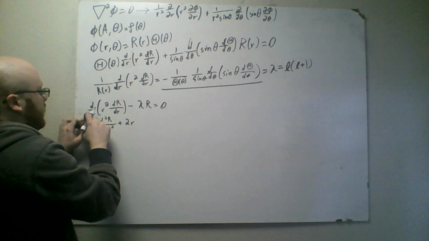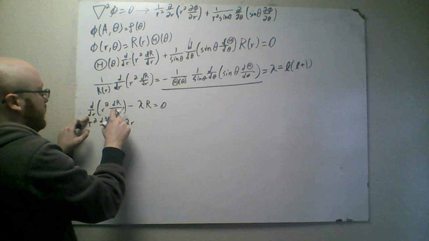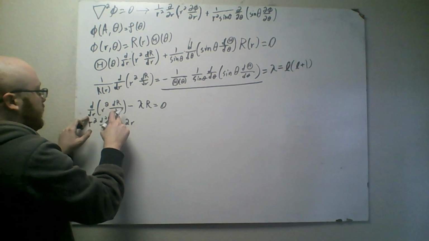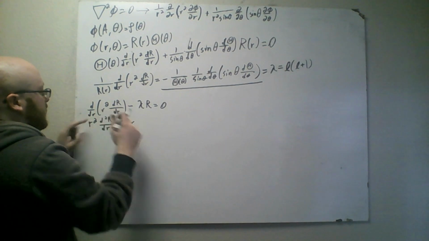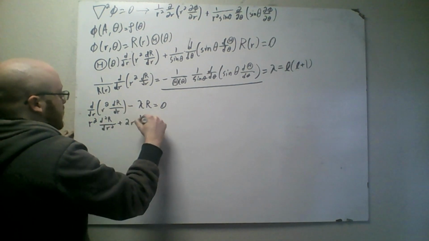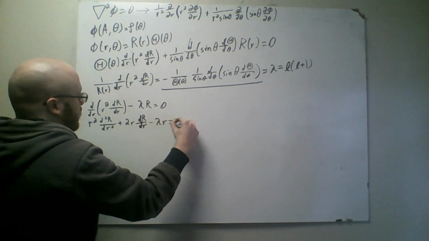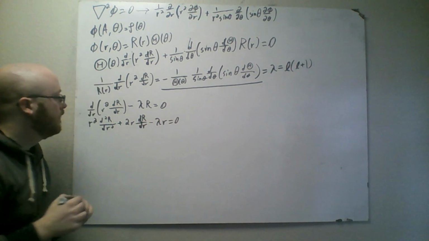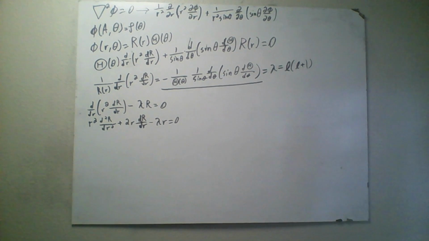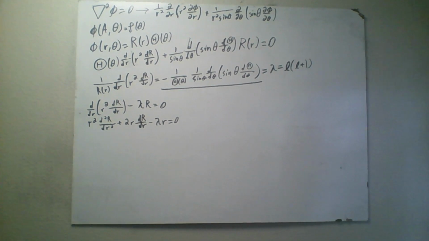So for this one we take the derivative of this times this. The other one we do the derivative of this times this. So this becomes 2r dr minus lambda r equals 0. Okay, so now I'm still on the right track.